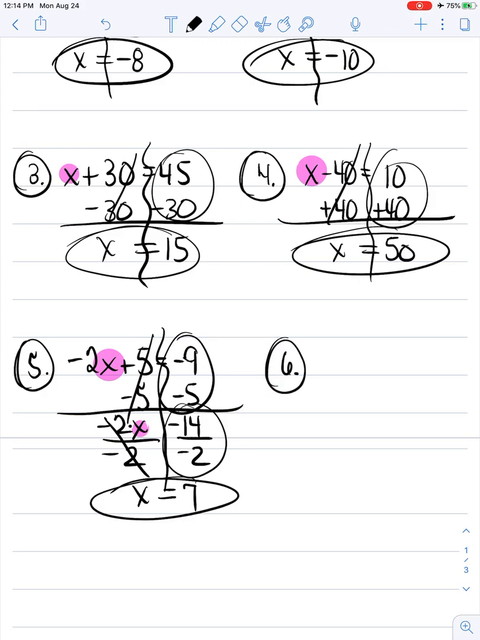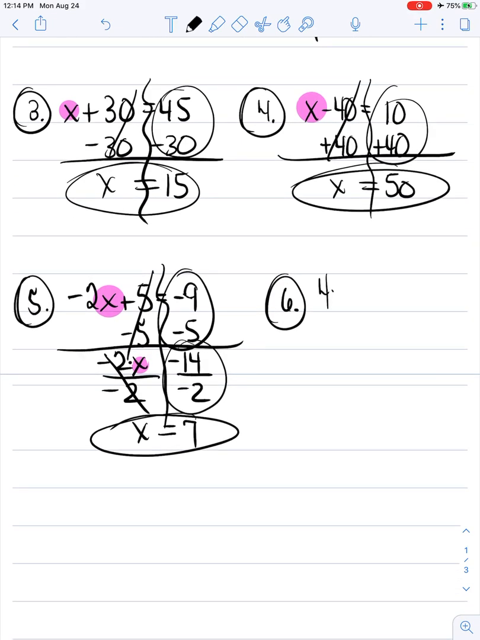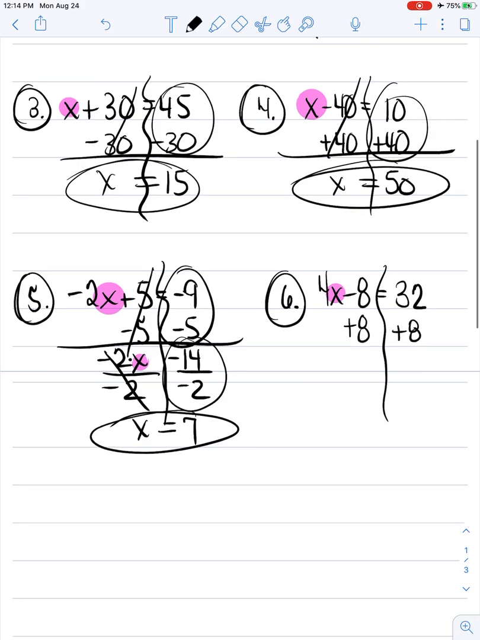Number 6. We have 4x minus 8 equals 32. Split that equation at the equal sign. Find your letter. And I see a times 4 and a minus 8. So we're going to get rid of that minus 8 first by adding 8 to both sides. So I've got 4x equals, negative 8 plus 8 is 0, so it cancels. 32 plus 8 is 40.